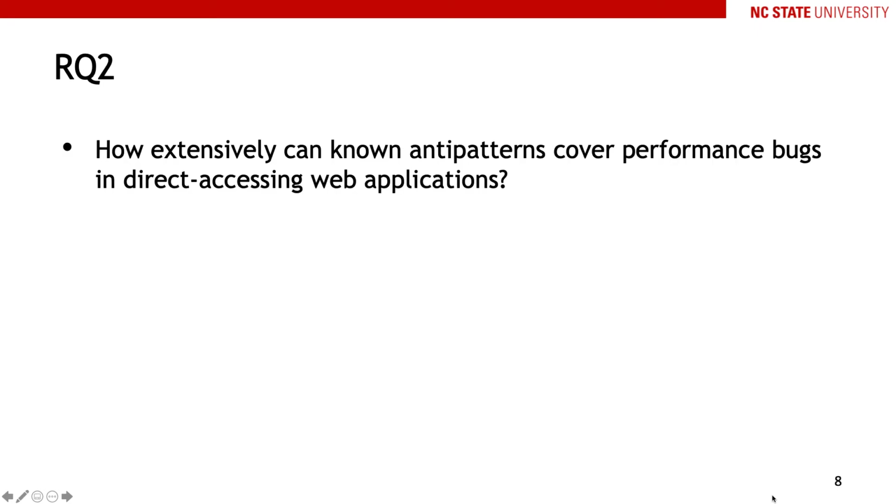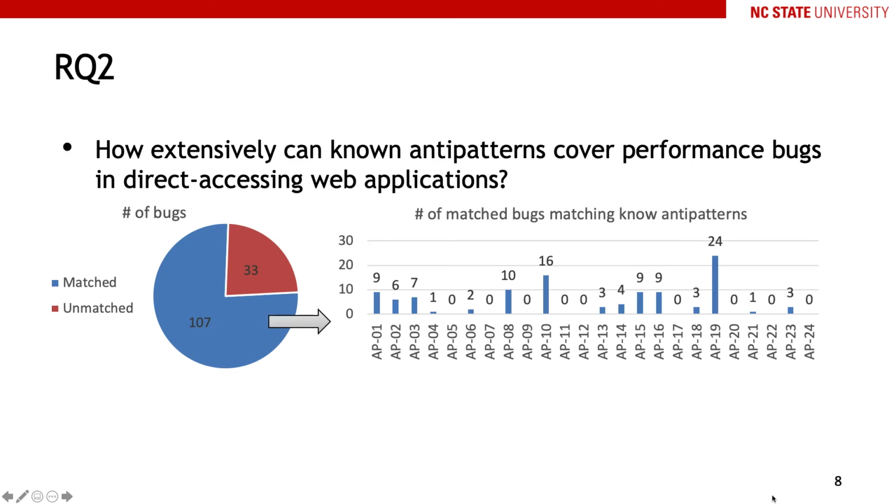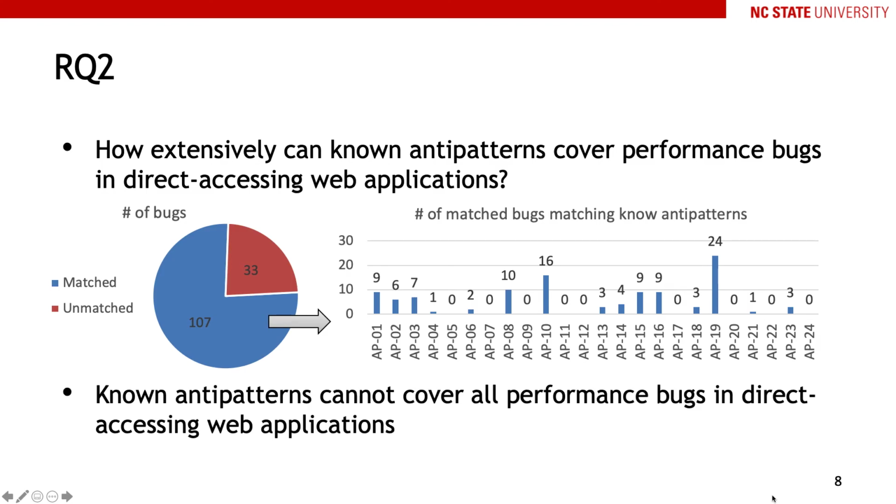After summarizing known anti-patterns, we collect 114 performance bugs from 7 direct accessing web applications. Among these collected bugs, 107 of them can be matched with our summarized anti-patterns. More specifically, they fall into 15 out of the 24 known anti-patterns. The remaining 33 bugs cannot be matched with any known anti-pattern. It shows that known anti-patterns indeed cannot cover all database access performance bugs in direct accessing web applications.